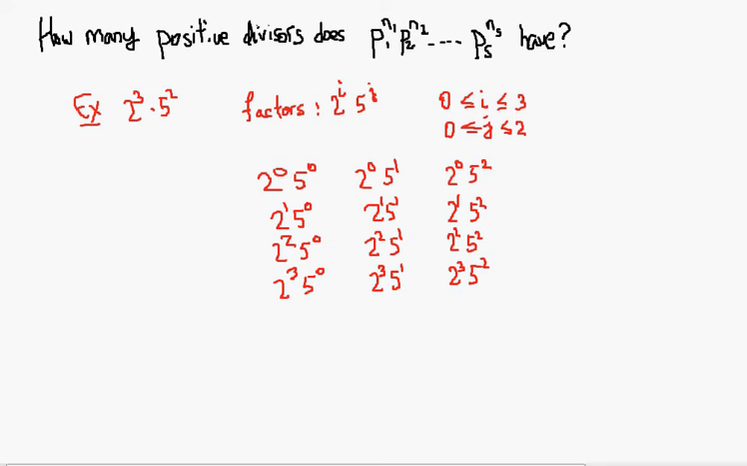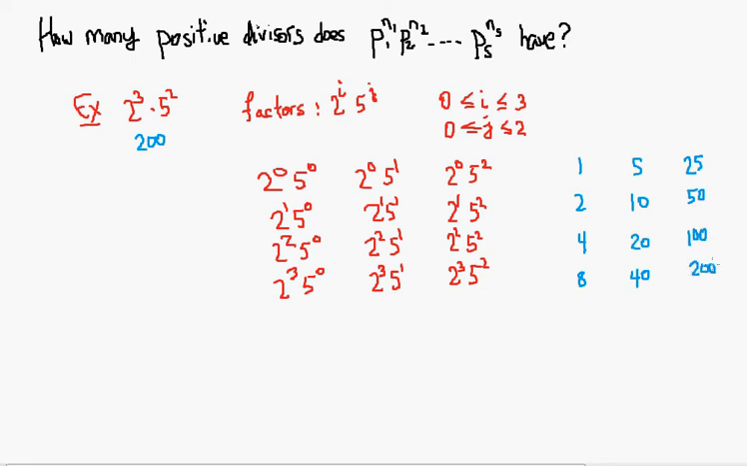Let me do this numerically. 2 to the third times 5 to the second, if you plug it in, is 8 times 25, which is 200. And so the possible factors, listing them out here, would be 1, 2, 4, and 8. The next column would be 5, 10, 20, and 40. And the last column would be 25, 50, 100, 2 squared times 5 squared, and finally the original number, 200.